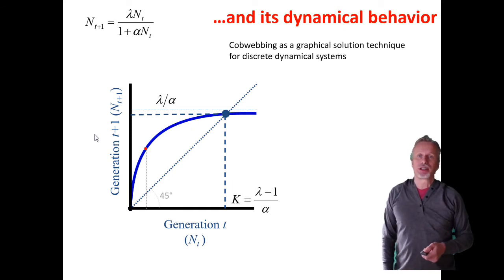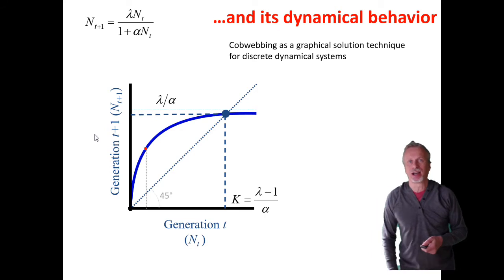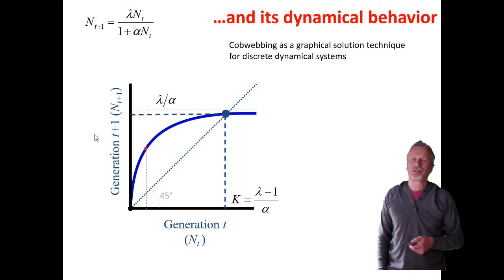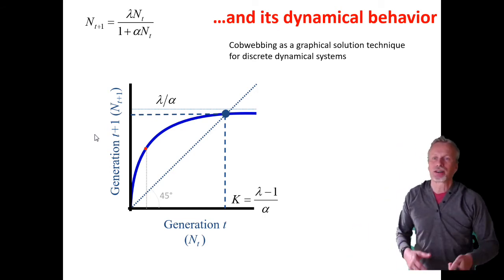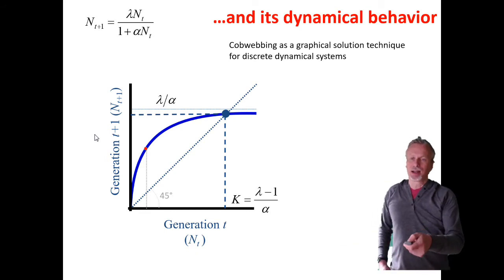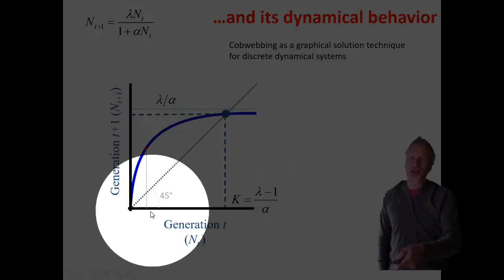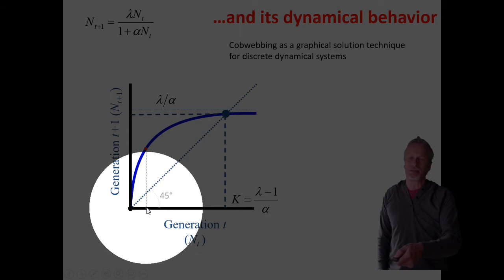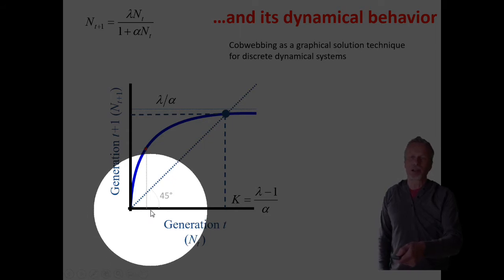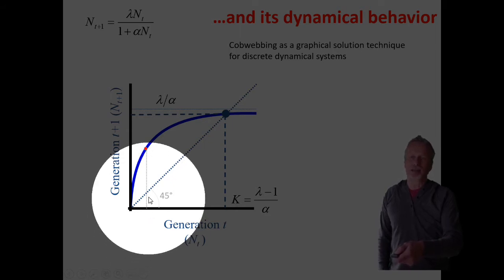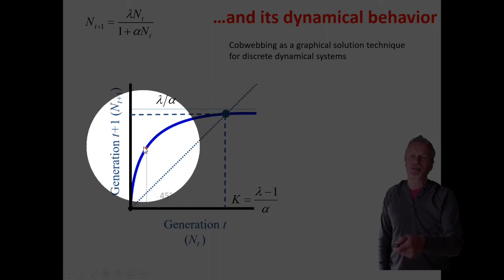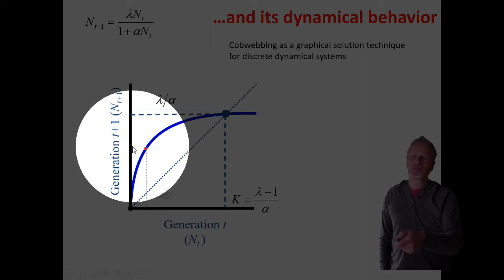What we're going to look at here is cobwebbing, which is a graphical solution technique for discrete time dynamical systems, which is really useful. It's moving in the state space model. Let's assume that we start with the population here at time 0. What is the population at time t plus 1? Well, I can draw a straight line here until it crosses the stock recruitment function, which is here. And so this is the generation at time t plus 1.